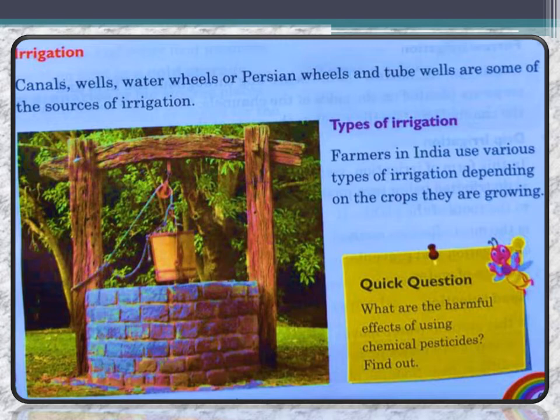Now there are different types of irrigation. And the irrigation process depends on the crops, which kind of crops they are growing, how much water is needed for the crop. According to that, the irrigation is done.